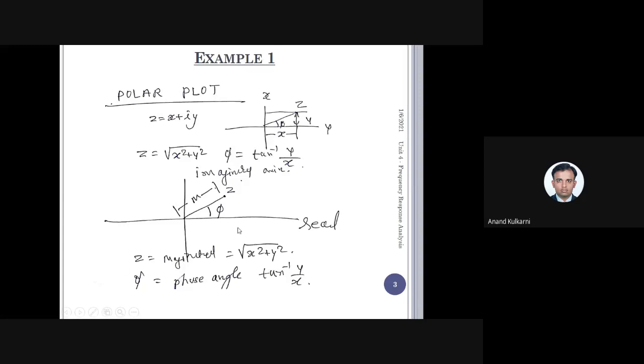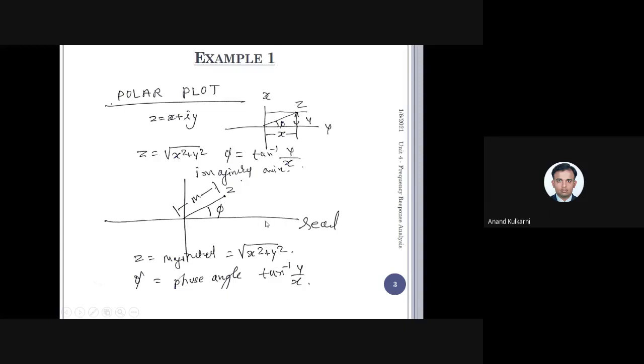And also the angle of this real axis is 0. If the angle is measured in a counterclockwise direction, the y-axis is called the imaginary axis and this becomes 90 degrees. This becomes 180 degrees. This becomes 270 degrees. This becomes 360 or 0 degrees once again. But if you measure the angles in clockwise direction, this becomes minus 90 degrees, this becomes minus 180 degrees, this becomes minus 270 degrees, and this becomes minus 360 or 0 degrees.